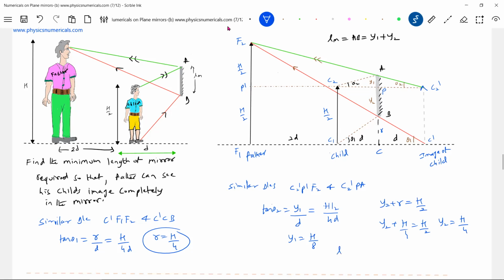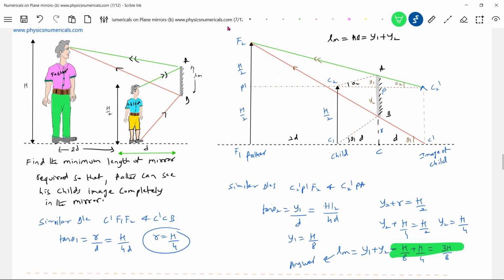So what is the length of the mirror? Length of the mirror will be y1 plus y2. y1 is h by 8, y2 is h by 4. So three h by eight. Okay, this should be the length of the mirror. So this is our answer.